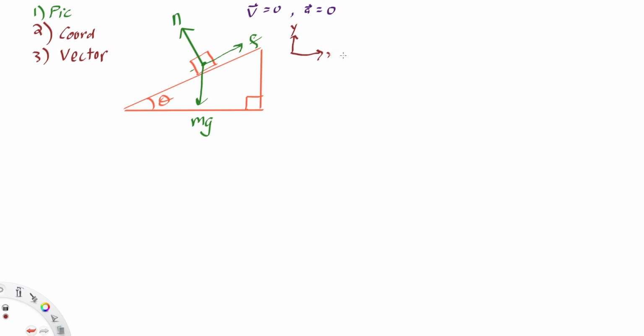There is another choice, though. And the choice that I like is to actually say that up the ramp is the positive x direction, and perpendicular to the ramp is the positive y direction. And with this choice of coordinates in hand, both the normal force and the friction are one component vectors, and we only have to break down the weight.